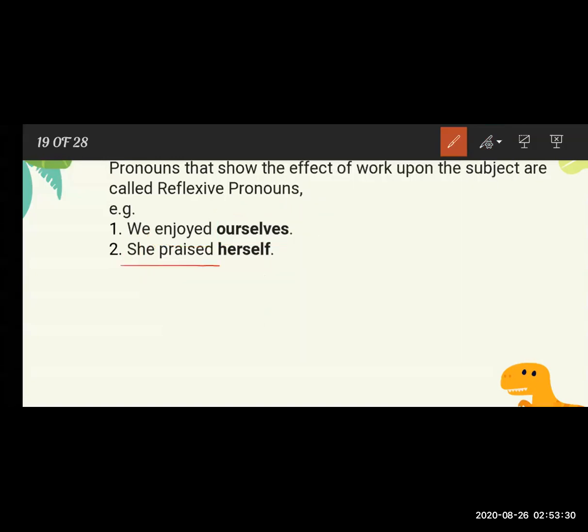In this example herself is reflecting back on she. So when this type of pronoun is used in a sentence, these are reflexive pronouns, and reflexive pronouns always reflect back on the subject. These are the reflexive pronouns.